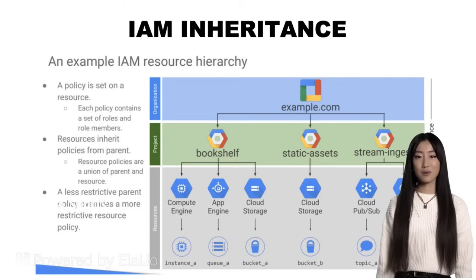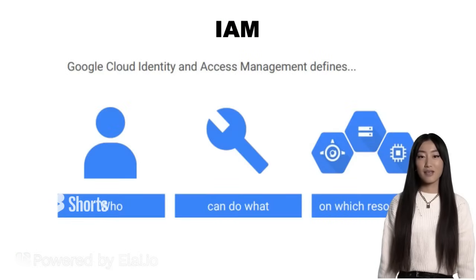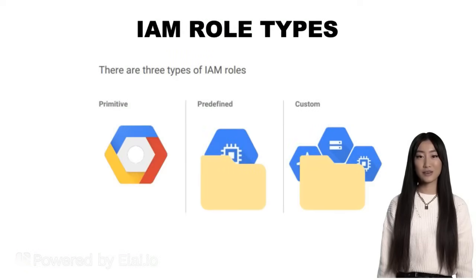There's one important rule to keep in mind. The policies implemented at a higher level in this hierarchy can't take away access that's granted at lower level. IAM lets administrators authorize who can take action on specific resources. An IAM policy has a who part, a can do what part, and an on which resource part. The can do what part of an IAM policy is defined by a role. An IAM role is a collection of permissions, because most of the time you need more than one permission to do meaningful work.